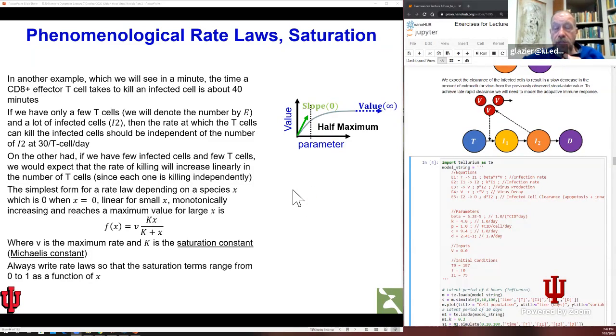And this kind of saturation has a name in chemistry. It's called the Michaelis constant. It's a Michaelis-Menten relation. And the K, which is the half maximum saturation number, is called the Michaelis constant.